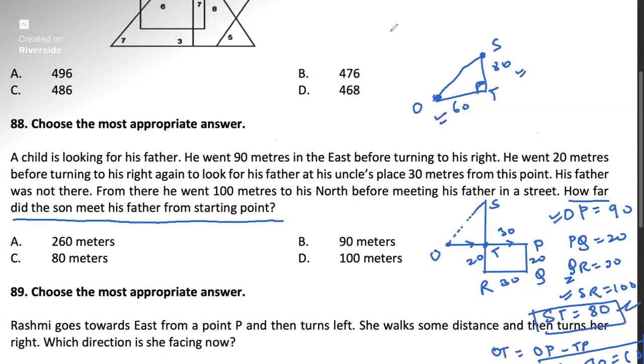How much is OS? Sir, 100, sir. Yeah, 100. Okay, Pythagoras theorem. 6, 8, 10, 60, 80, 100. 3, 4, 5. If you don't know, you do it like this, you solve it, and you get 100.